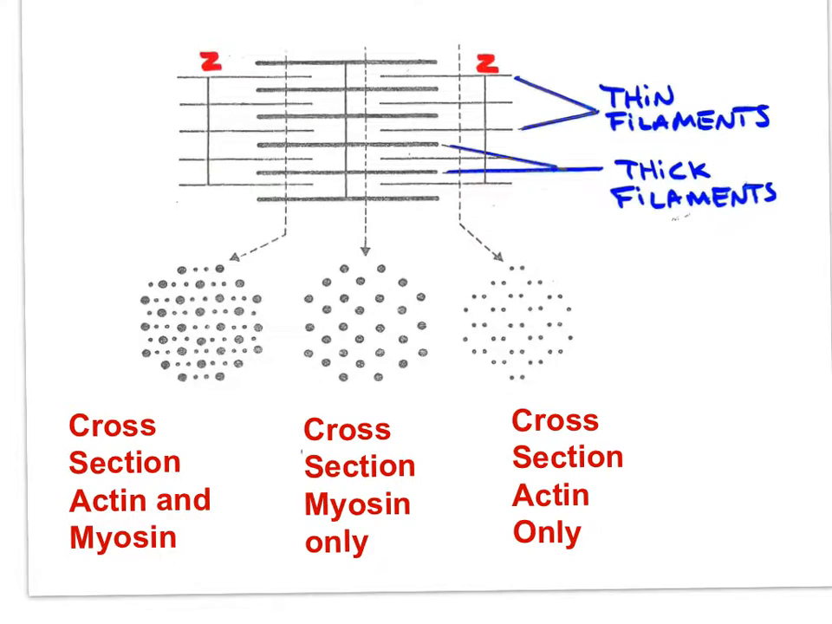In thinking about the three-dimensional quality of the sarcomere, imagine cross-sections through three different portions of the sarcomere. If we were to examine a cross-section through the I band, we would see actin only. A cross-section through the H zone would result in myosin only, and a cross-section here would result in a combination of actin and myosin filaments.